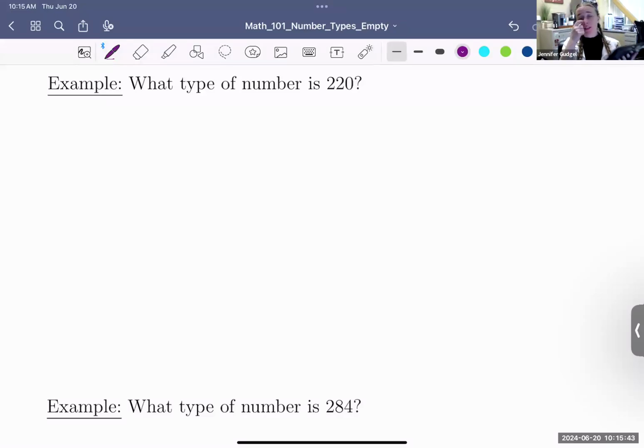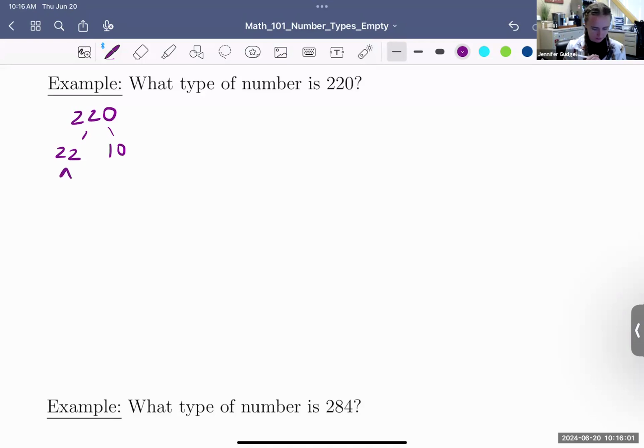I did put a lot of examples in this section because it's kind of a new concept. You've probably never heard of abundant numbers or deficient numbers. 220. We've yet to come across a perfect one. They're a little more rare.